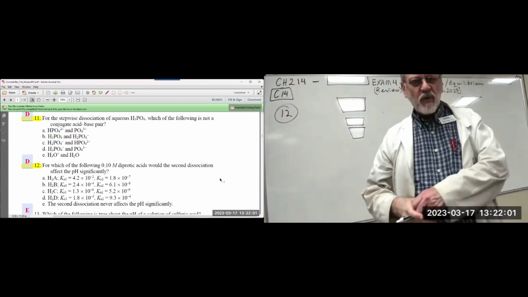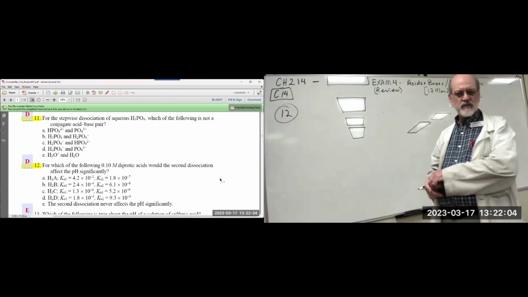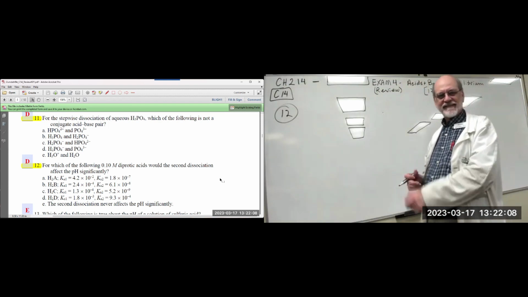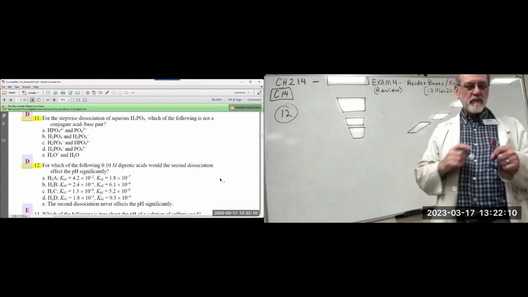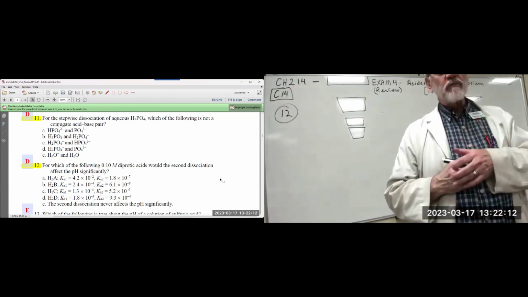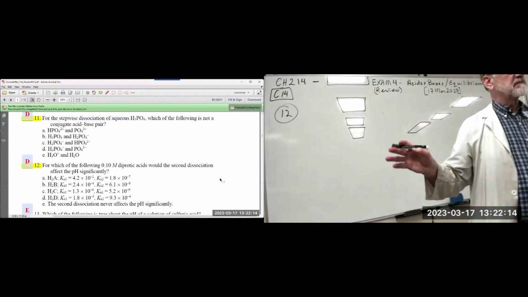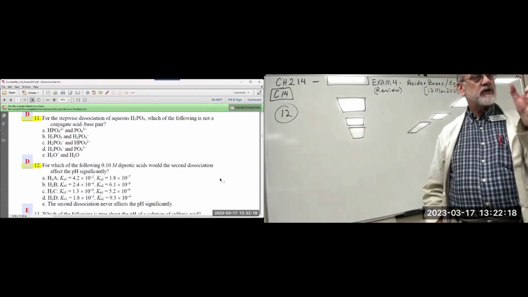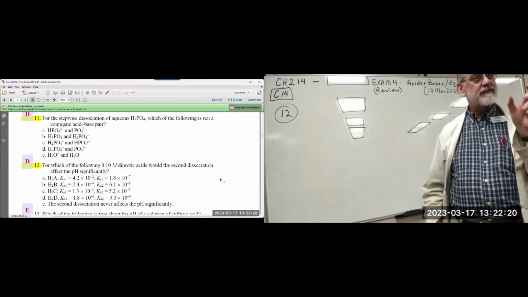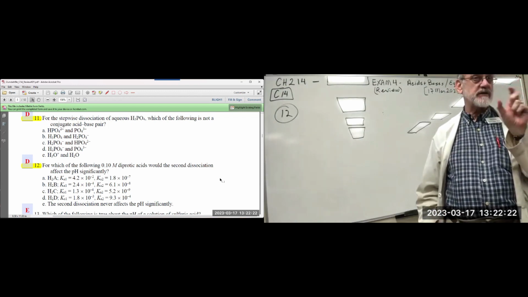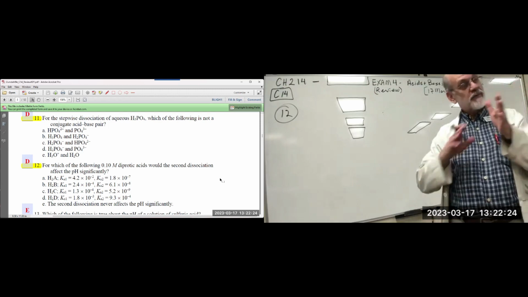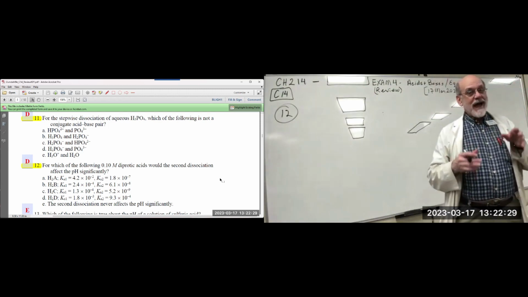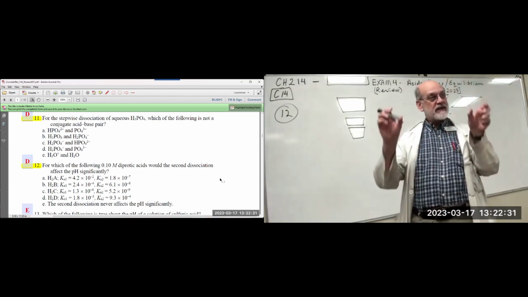For which of the following 0.1 molar diprotic acids would the second dissociation affect the pH significantly? Okay, 0.1 molar diprotic, 0.1 molar doesn't matter. That's just fluff. What we're interested in is which one produces a significant concentration of hydrogen ions from the second dissociation that would affect the pH. In order to answer that question, how close are the two Ks to each other?